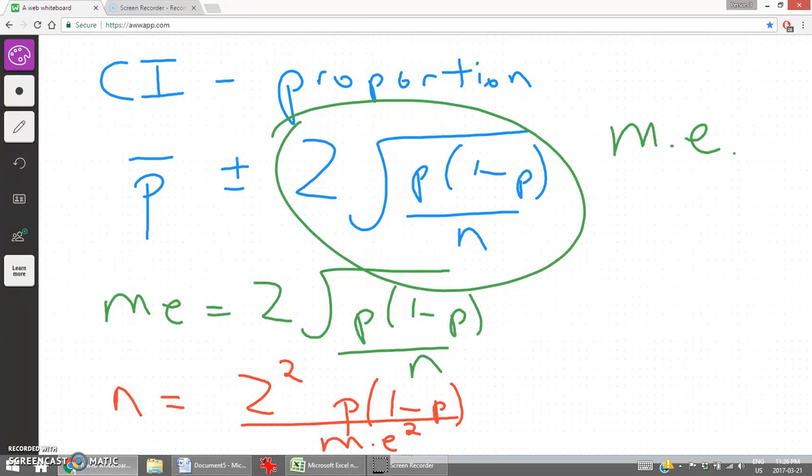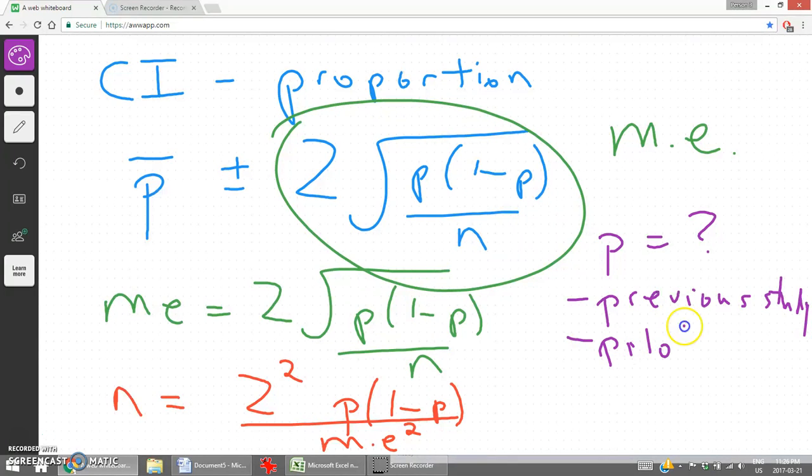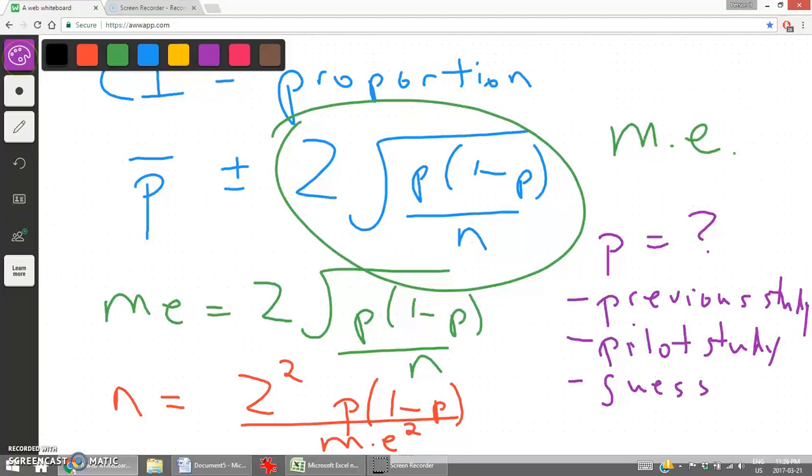The question becomes, what value do we use for p? Keeping in mind that we are trying to determine how many items to survey, how many people we need to actually survey in this poll. So we don't know the proportion of people that will vote for one party or the other. So this p-value can come from a previous study, it can come from a pilot study. We can take a little guess, but this is the one I'm going to hold everyone to.